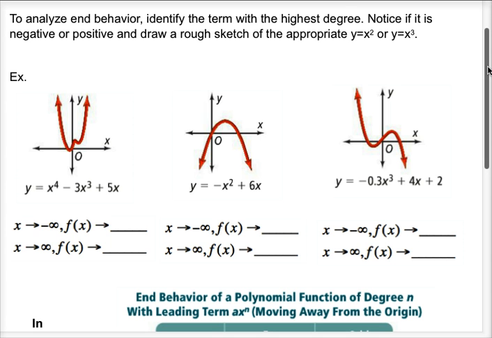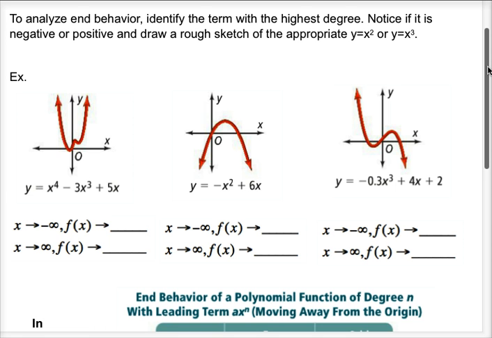To analyze end behavior, identify the term with the highest degree, notice if it's negative or positive, and draw a rough sketch of the appropriate y equals x squared or y equals x cubed. Now, this is a little bit different because for these ones I've actually provided you with what the graphs actually look like. But I'm still going to show you how to draw the sketch just so you understand how to do this for the test. Because on the test, I will not be providing the graphs for you.